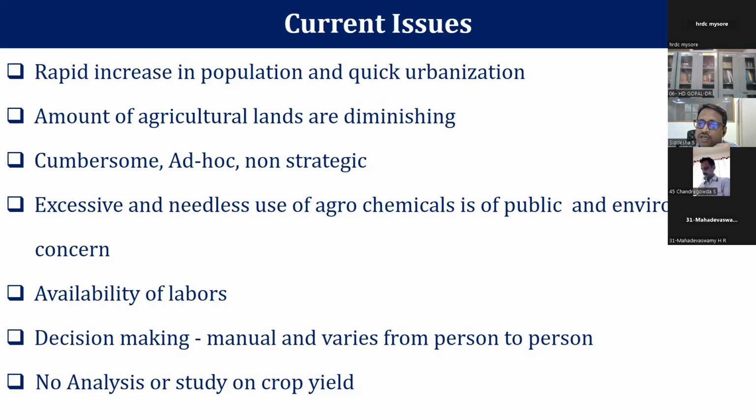So that is going to be one of the prime things that has been happening for the last 1 or 2 decades in India. Along with that, availability of laborers is going to be one of the biggest issues nowadays. Whenever we talk to any person who has a farm or land, most of the time they complain that laborers are not available.